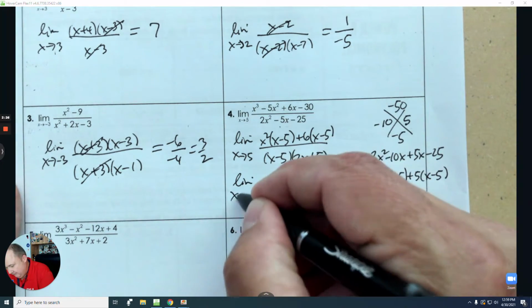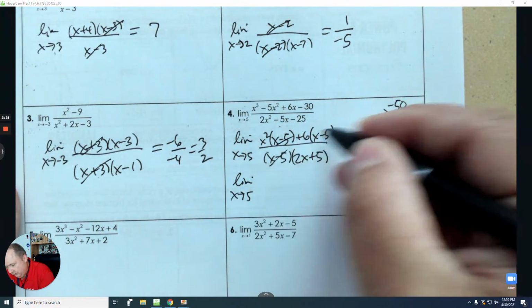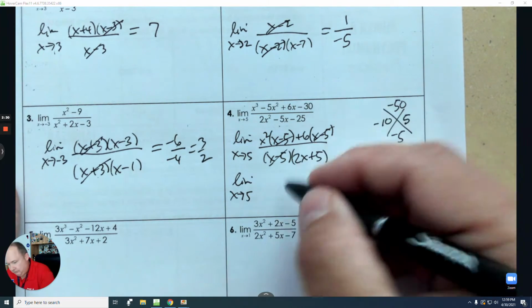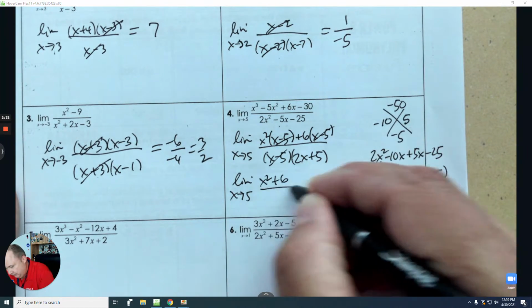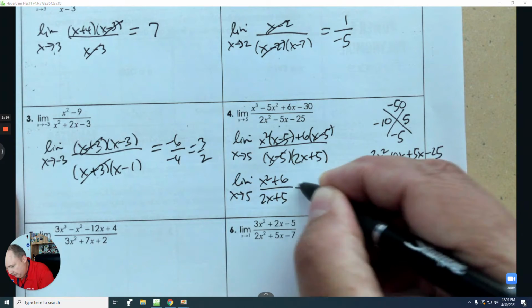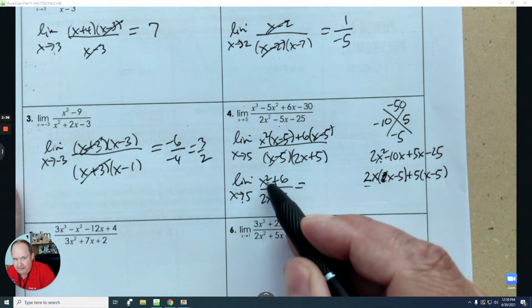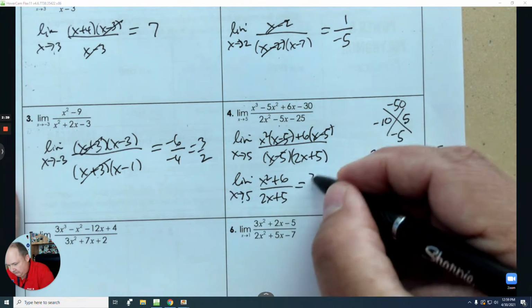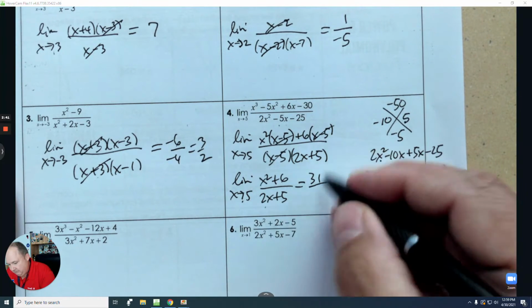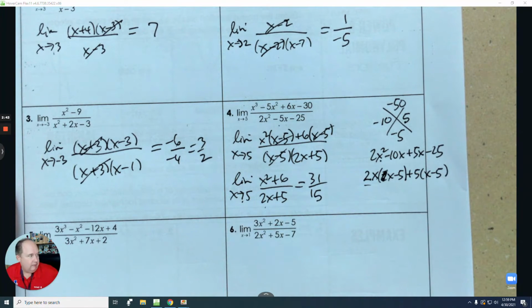Recognize that x subtract 5 can be removed. So we have x squared plus 6 over 2x plus 5. Reevaluate at 5. So that's 25 plus 6 over 10 plus 5. And you have your answer.